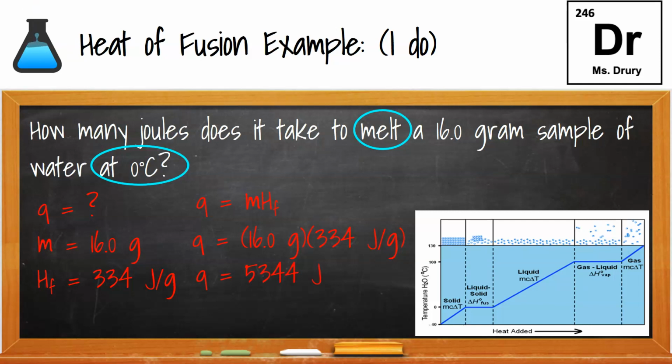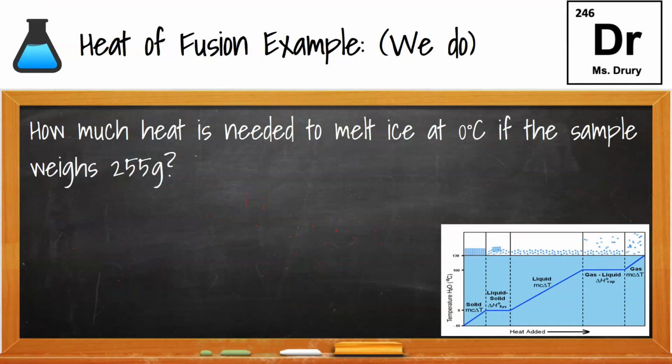Now, if I'm talking about sig figs, I probably should only have 3 of them, so my final answer would be 5340 joules. We're going to do this one together.